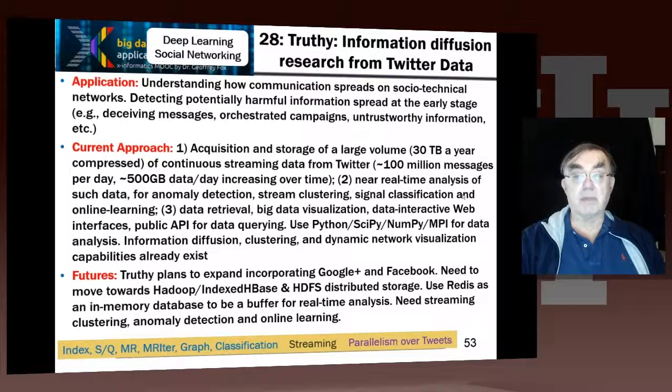These people are looking at 30 terabytes a year, and they're using NoSQL technology, HBase with an indexing capability built on HDFS as the backend storage, and in-memory databases. The idea is to be able to query this data, look for anomalies, clustering of topics, classifying the signals, and looking at the implications for this spread of information.